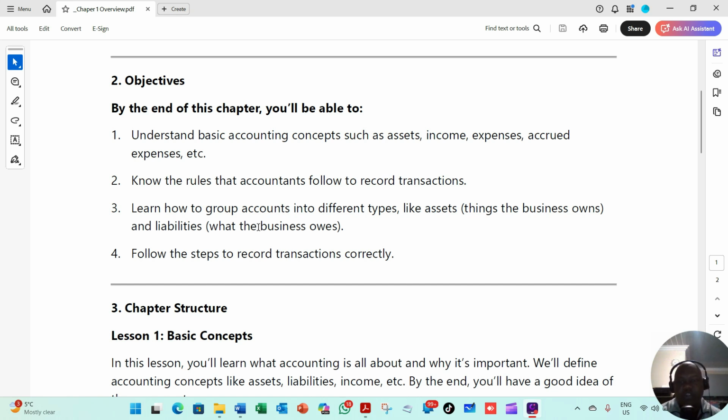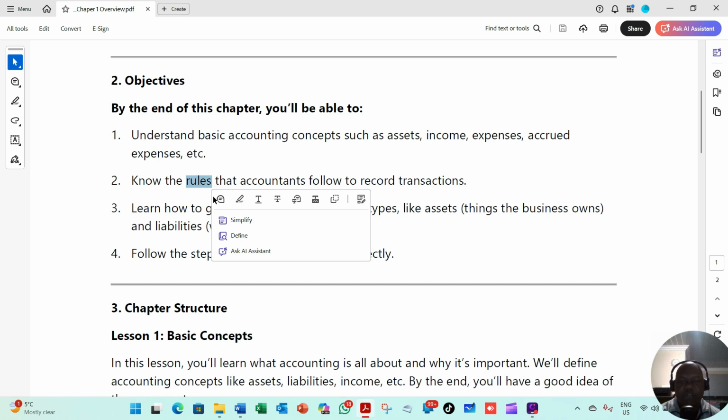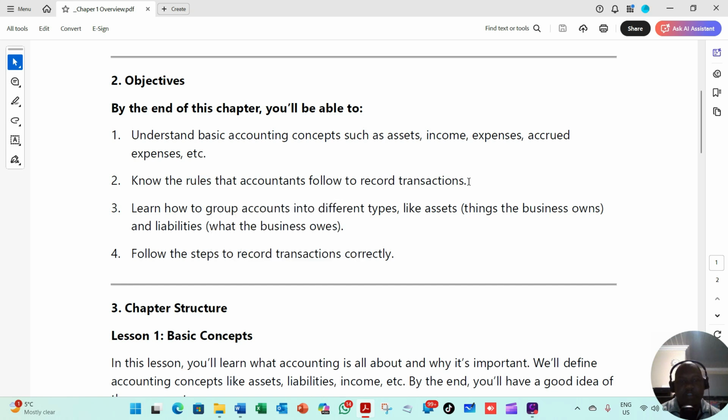And you also know the rules that you should follow as an accountant when classifying transactions, when an account has to be debited and when an account has to be credited. So the rules here that we're talking about are the rules of debit and credit. You already know of these rules because you are in grade 12.